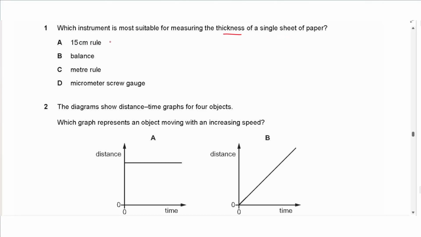So 15 centimeter rule, no. Balance, no. Meter rule, no. Basically, these two are the same. Micrometer screw gauge, yes, that is the most precise device.